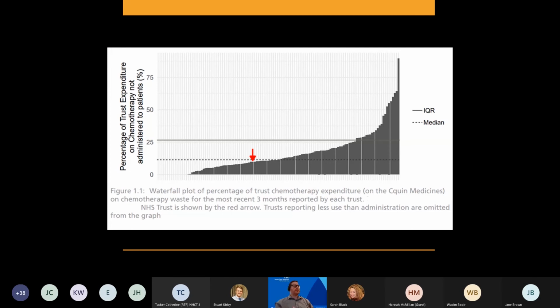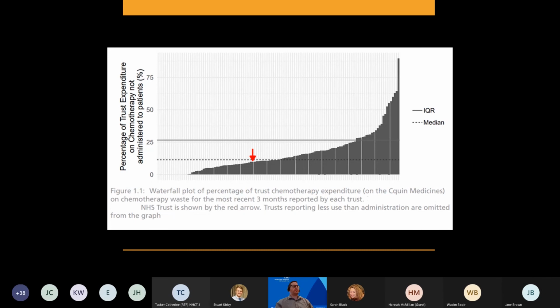Each trust, so we then collected that data across all the trusts in the country, the country being England, for 20 drugs of interest, and gathered up some data, and we're able to produce a number of analyses of that in a variety of ways. But one of the things we were able to do was produce this waterfall plot that showed the expenditure wasted.